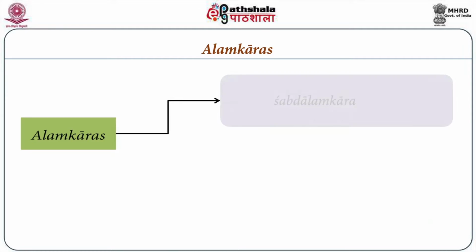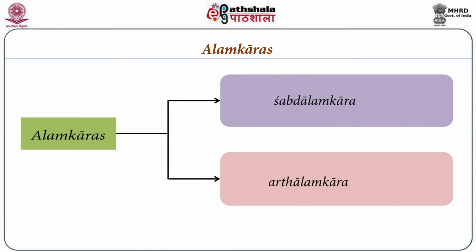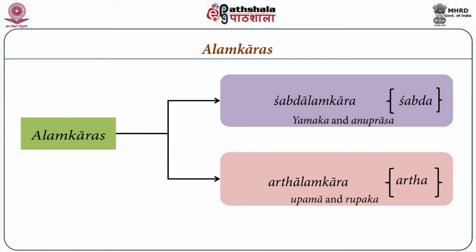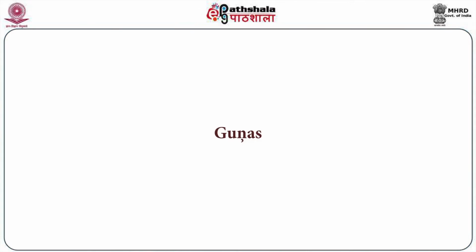Alankars are of 2 types, Shabdalankar and Arthalankar. Shabdalankars are based on words and Arthalankars are based on meaning. Examples of Shabda Alankars are Yamak and Anupras, and examples of Artha Alankars are Upma and Rupak. On the basis of this distinction, theoreticians like Rudrat and Udbhat have elaborated more and more. Now we come to another canon of literary criticism, which is Guna.